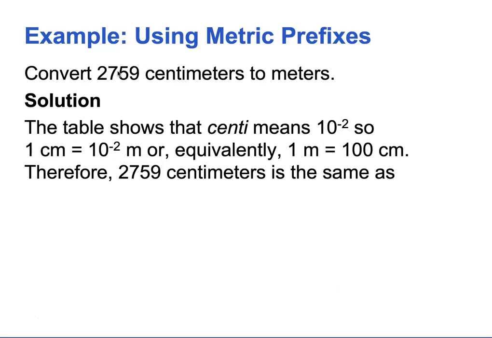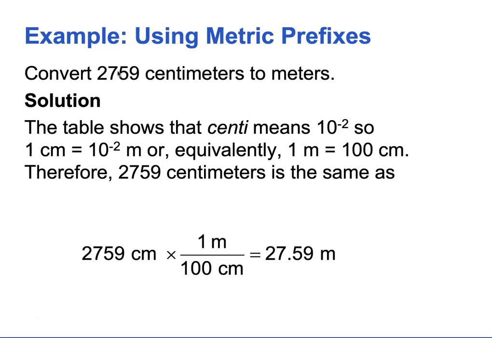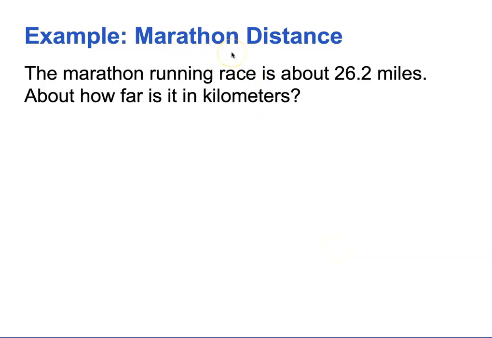Therefore, if we have 2,759 centimeters, it is the same as 27.59 meters, because you always start with what's given, 2,759 centimeters. We're going to use this one right here because it doesn't have exponents that we have to use. So since we're canceling centimeters, centimeters are on the bottom. 100 centimeters is equal to 1 meter. The centimeters will cancel, and you will take 2,759 and divide it by 100, and that's where you get your 27.59 meters.